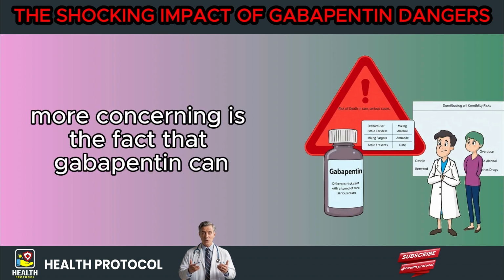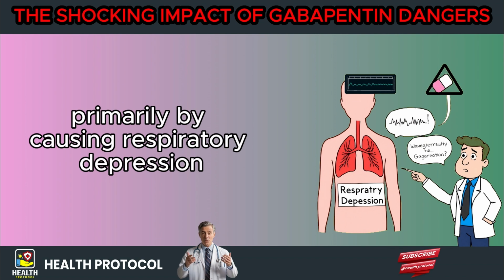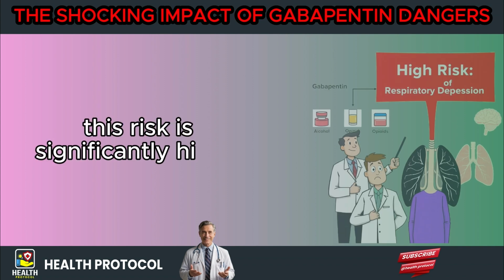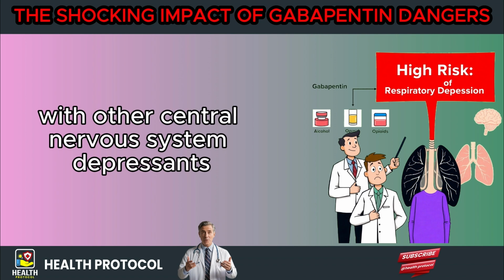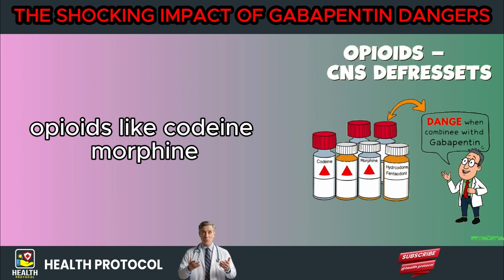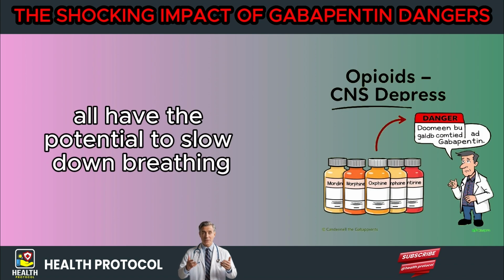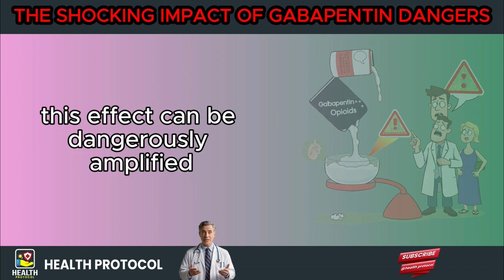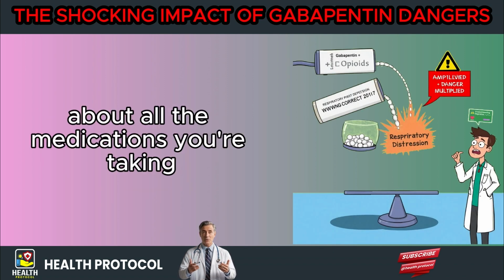More concerning is the fact that gabapentin can indeed cause death, primarily by causing respiratory depression, where a person's breathing becomes dangerously slow or stops altogether. This risk is significantly higher when gabapentin is taken in combination with other central nervous system depressants, especially opioid medications. Opioids like codeine, morphine, oxycodone, hydromorphone, hydrocodone, and fentanyl all have the potential to slow down breathing, and when combined with gabapentin, this effect can be dangerously amplified. This is a critical reason why it's so important to tell your doctor about all the medications you are taking.